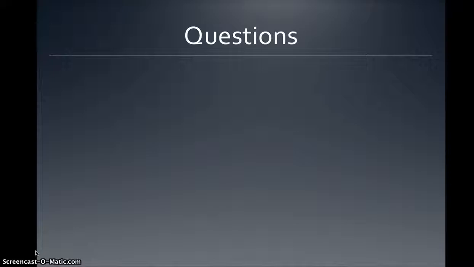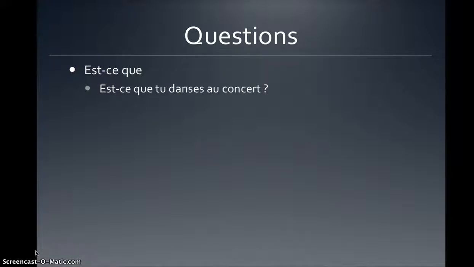There are 3 different types of questions. There's the est-ce que question. Est-ce que, or if you say it quickly, est-ce que, is probably something that you've heard several times up until this point. Est-ce que is commonly used in speaking. It's less used in writing. And it doesn't really mean anything. What you do is you put it at the beginning of the sentence, and everything that follows you know is going to be a question. Whatever follows is a question. So it's kind of like a question marker. So, est-ce que tu danses au concert? Do you dance at a concert?